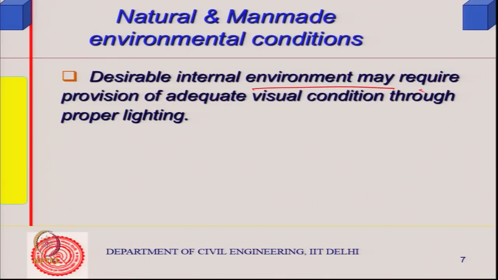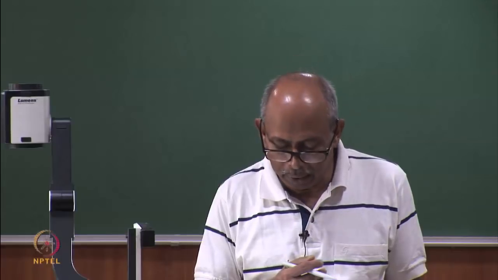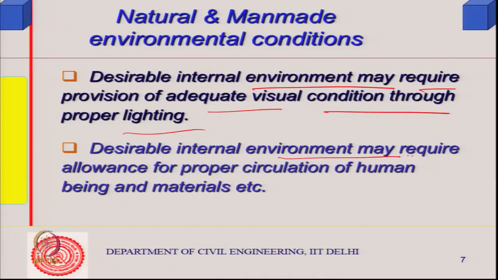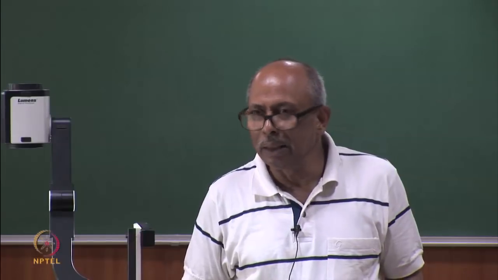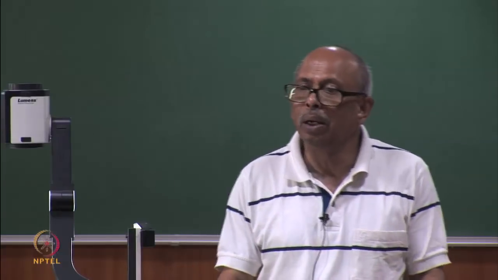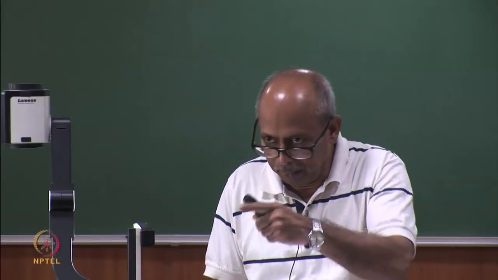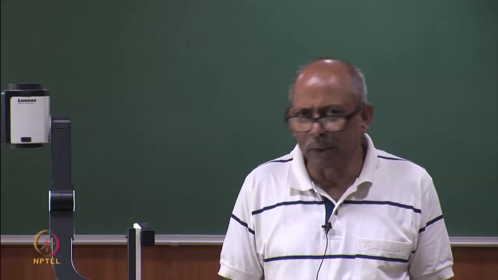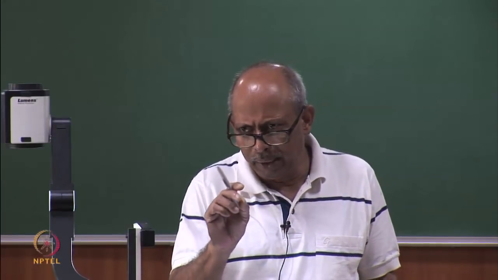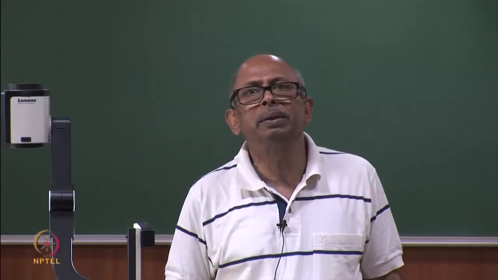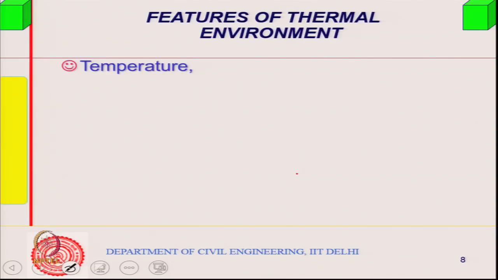Then a desirable internal environment may require provision of adequate visual condition through proper lighting. So, these are desirable conditions, and a desirable internal environment may also require proper circulation of human movement and materials. Circulation space is an architectural issue, again we are not discussing it here: comfortable ergonomics, even the minimum distance between two rows. So, we are not talking of this in this class, except in the case of auditorium design, where we will talk a little bit related to this. So, that is kind of the introduction of what we will have.